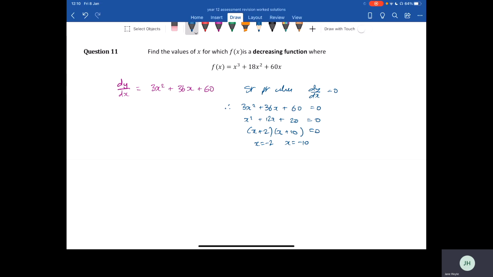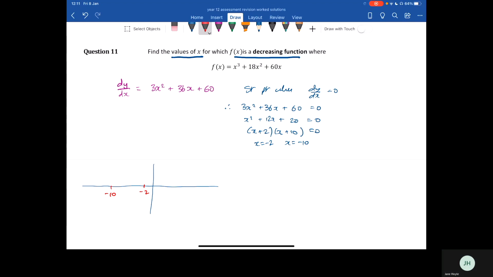Now it doesn't actually ask us to find the stationary points, does it? We just want to find the values of x for which f of x decreases. So we could put negative 2 into there, work out the y value, but we don't need to. Certainly a sketch would help. I know I've got 2 turning points. I know I've got one at negative 2, and I know I've got one at negative 10.